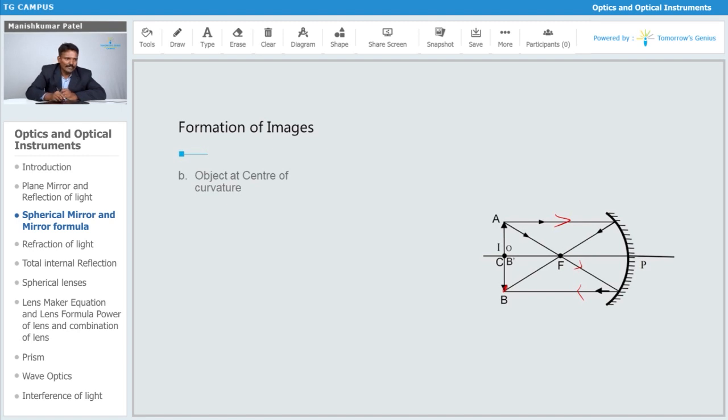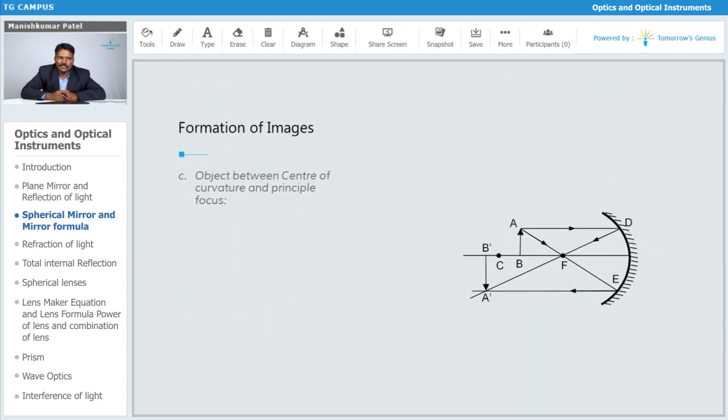So the nature, if I define it for this particular case, then we can say that obviously it is real, again it is inverted, and the third most important thing, it is of the same size as that of your object. So this is how we can define the nature of your image. So that is your second case. Let's again discuss the third one.